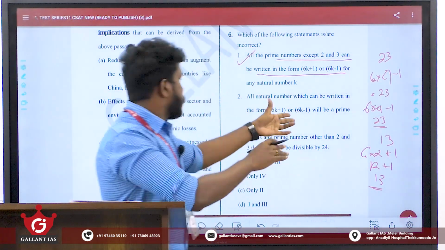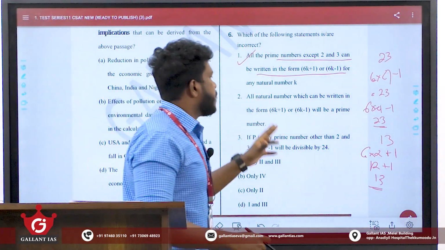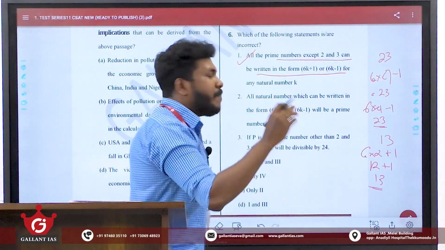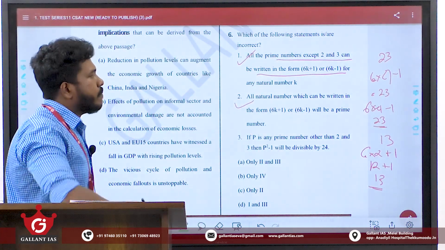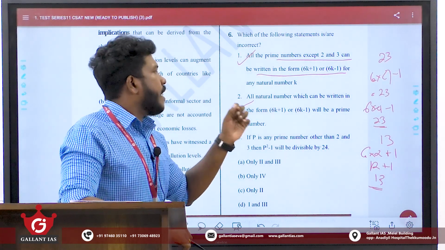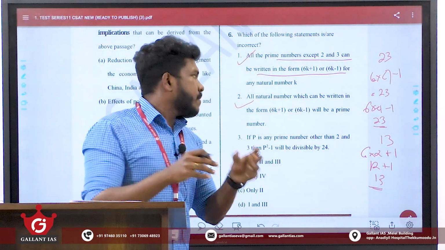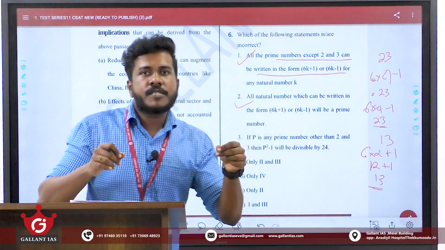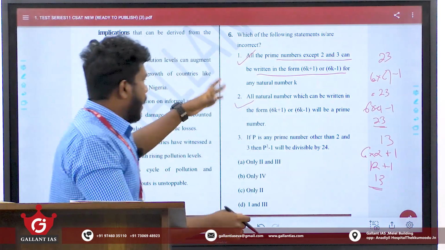Now let's look at statement 2. All natural numbers which can be written in the form of 6k plus 1 or 6k minus 1 will be a prime number. So check this statement. That means all the numbers which can be written in the form of 6k plus 1 or 6k minus 1 will be a prime number. That's actually the statement meaning, right? So I will explain it.